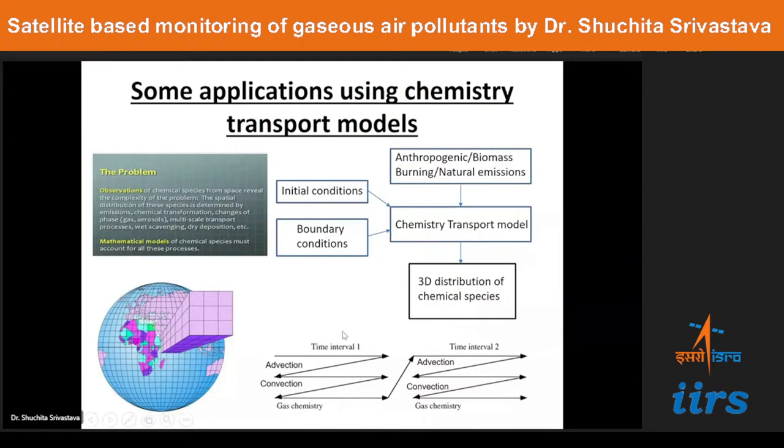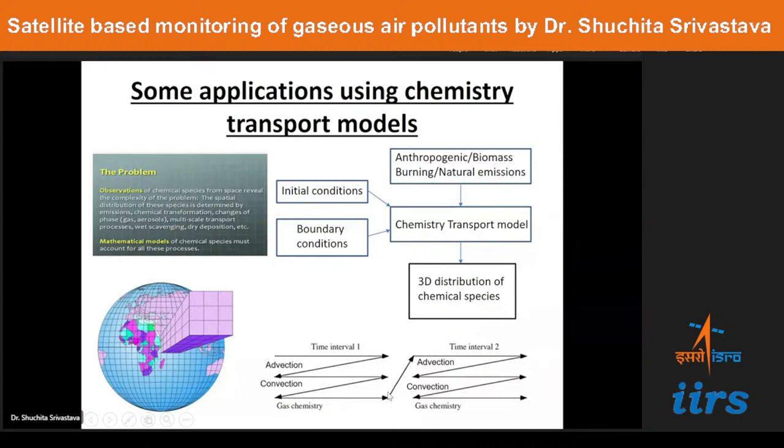Mathematically, we are calculating the 3-dimensional distribution of chemical species like CO, NO2, ozone, all these gases, theoretically calculating, not getting from any observation. After 3 processes, you will get an output. Suppose we have considered a time interval of 20 minutes. So 20 minutes for advection, 20 minutes for convection, and 20 minutes for gas chemistry, and you will get one output. That output will be the input for the next.